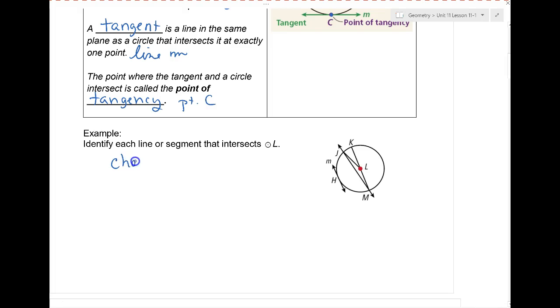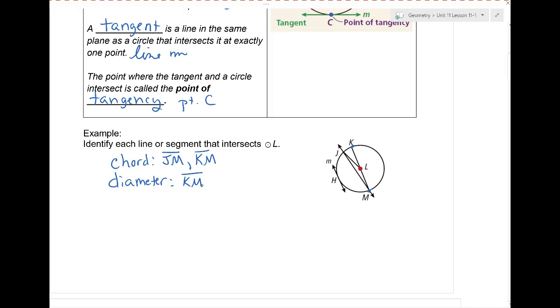For instance, I should be able to name some chords from this. All right, so I want to know any chords that you might have. Can anyone name a chord for me? All right, so it'd be segment JM. Remember, chords have to be line segments and their endpoints have to be on the circle. Is there any other one? Yep, segment KM. Excellent. Are both of its endpoints on the circle? Yeah, that makes it a chord. Well, that also makes it a what? A diameter. So segment KM is also a diameter in this case.